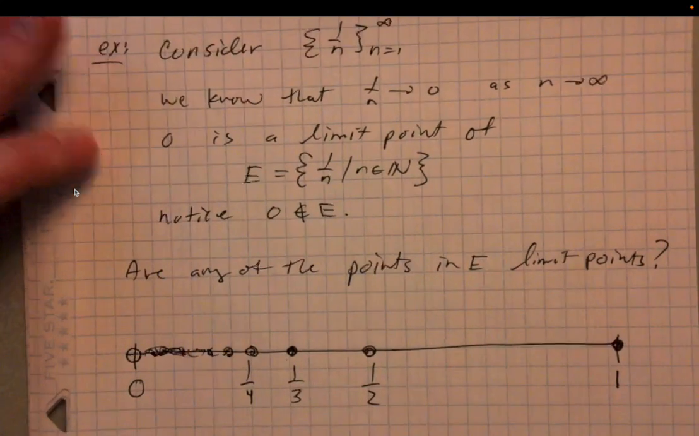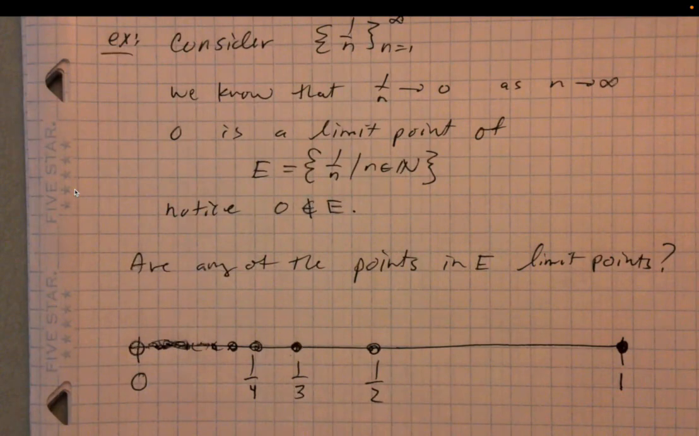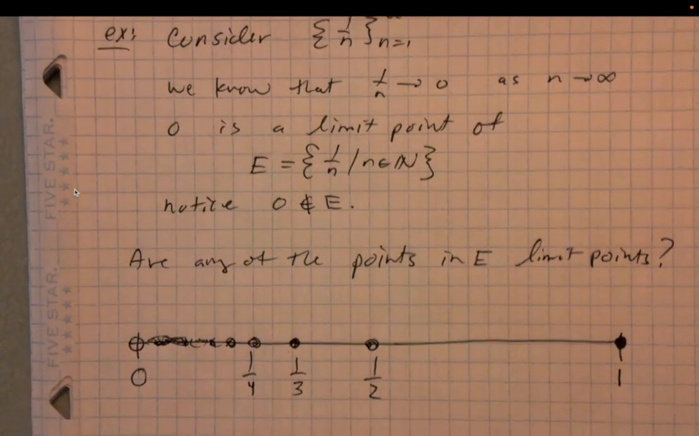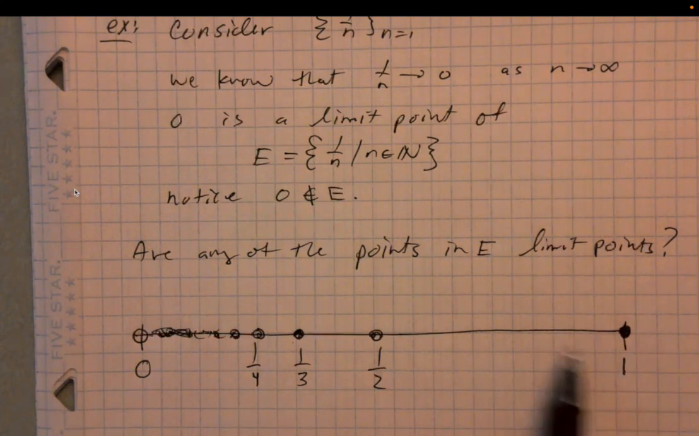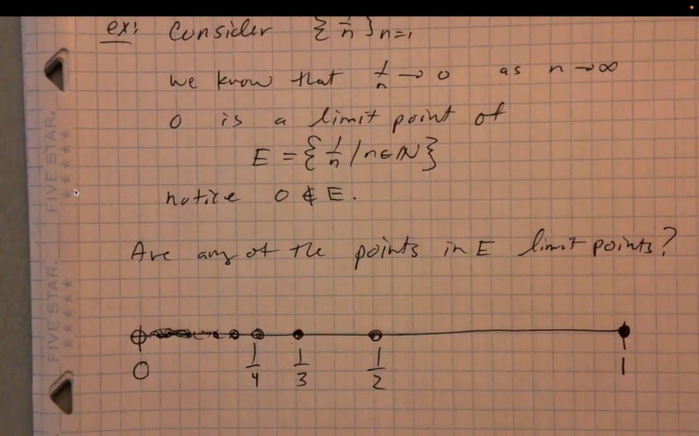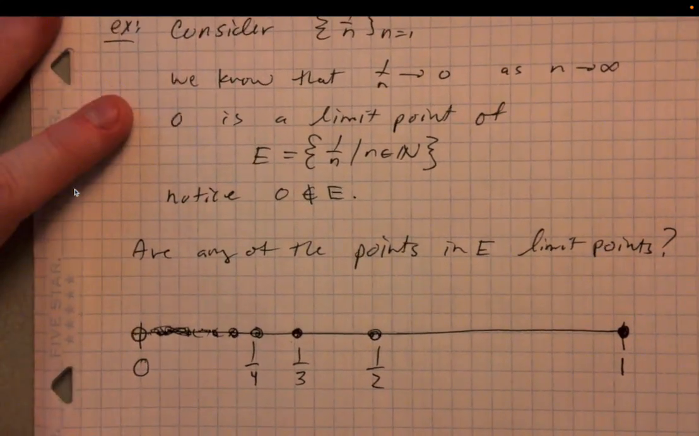Okay, so you can imagine. Now, just to help illustrate the idea of a limit point, let's think about why the number 1 here is not a limit point. The idea is: can I construct an epsilon neighborhood about this point 1 such that 1 is the only thing in the epsilon neighborhood from E? And the answer is yes.